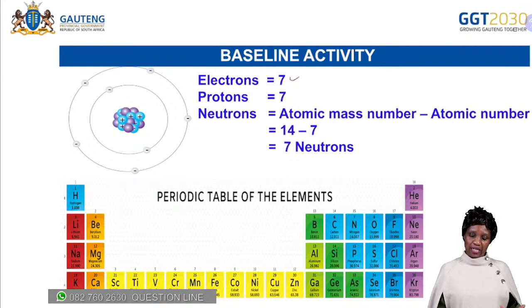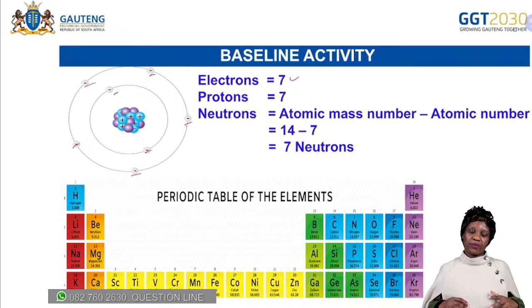Okay, the electrons are 7. Then how do we count? You check the electrons. 1, 2, 3, 4, 5, 6, 7. All right, and then let's check the blue.